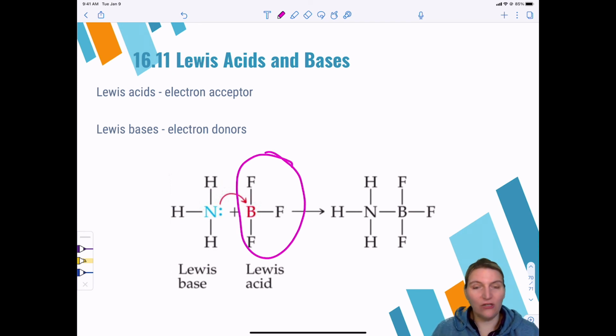And NH3, which we know as being a Bronsted-Lowry base, is considered a Lewis base because it's an electron donor. And so it can donate its electrons to make what we call a coordinate covalent bond. That's something from last year as well.